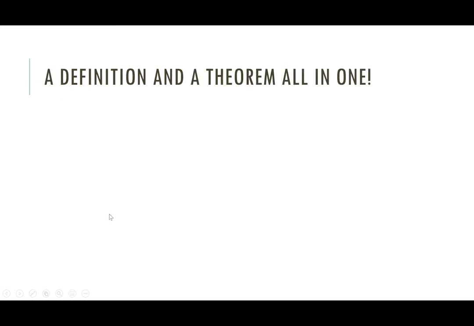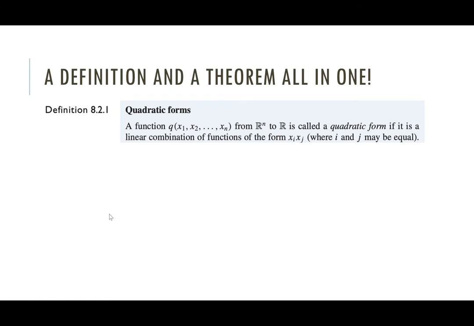All right, so this leads us to a definition and a theorem all in one. So first, we have a definition. I think I said the word quadratic form earlier without actually defining it. So let's define it. A quadratic function from Rn to R is called a quadratic form.